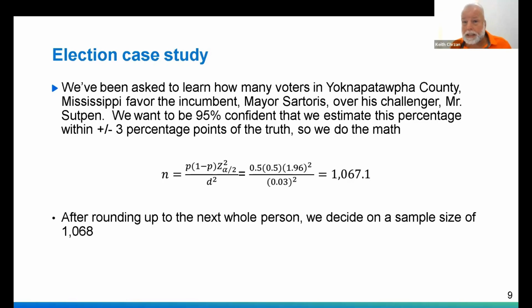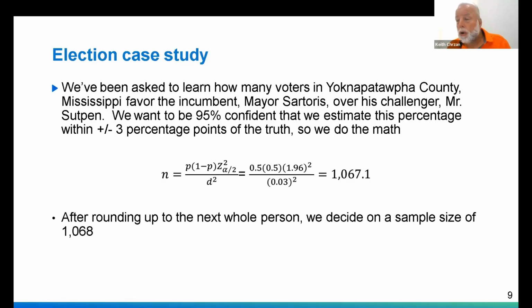The first case study is we work for a research firm, and we've been asked to learn what proportion of voters in Yoknapatawpha County, Mississippi, favor the incumbent over his challenger. We'd like to be 95% confident that we estimate this percentage within plus or minus 3 percentage points of the truth. So now we've got all the information we need.